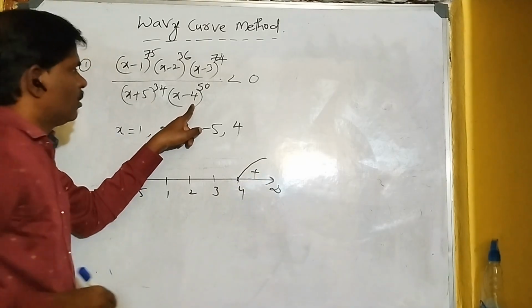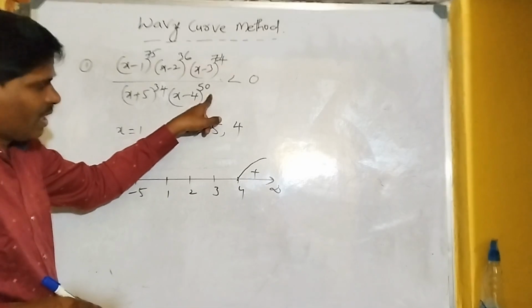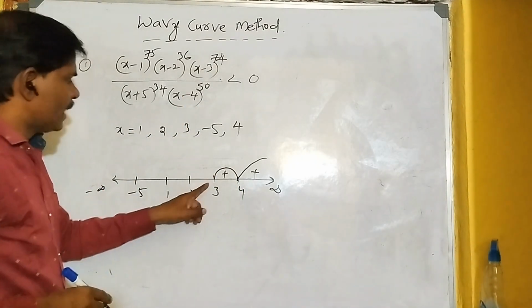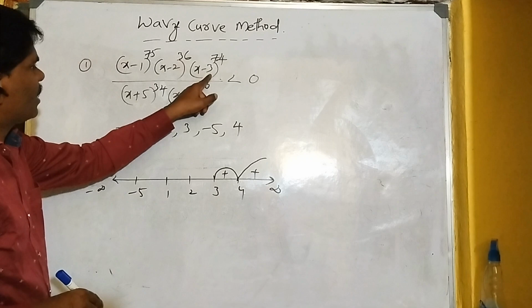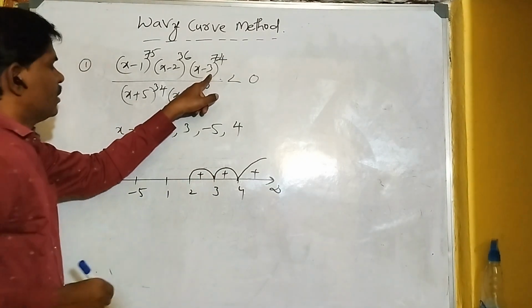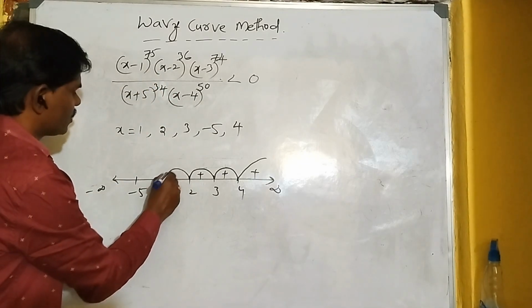This is the positive. What is the power? 50. Is 50 even or odd? Even number. Even number means the curve does not change. This is also positive. Next, 3. Where is the 3? Here 3, also an even number, so it does not change. Next, 2, also an even number, does not change.